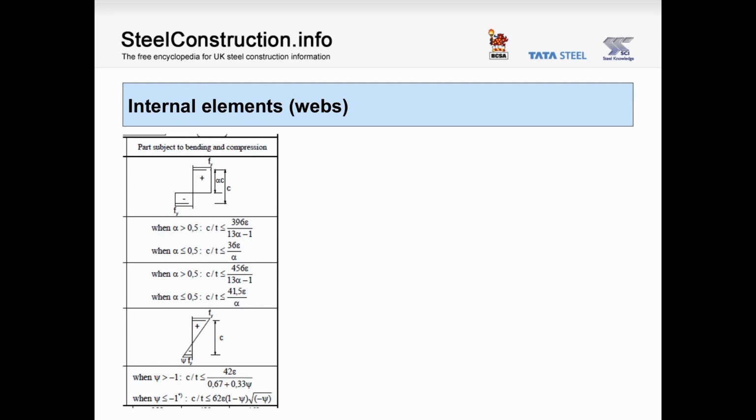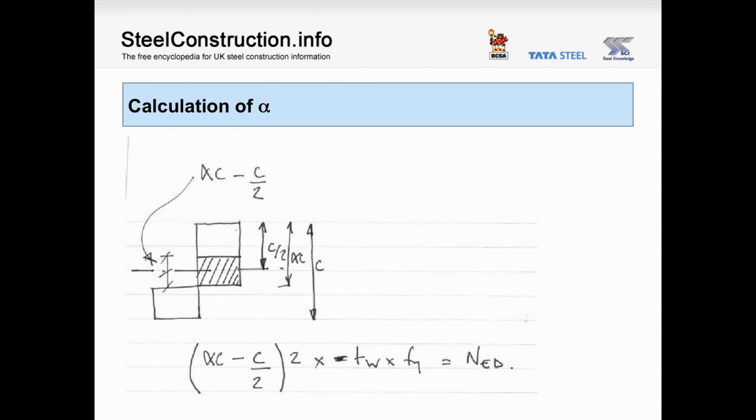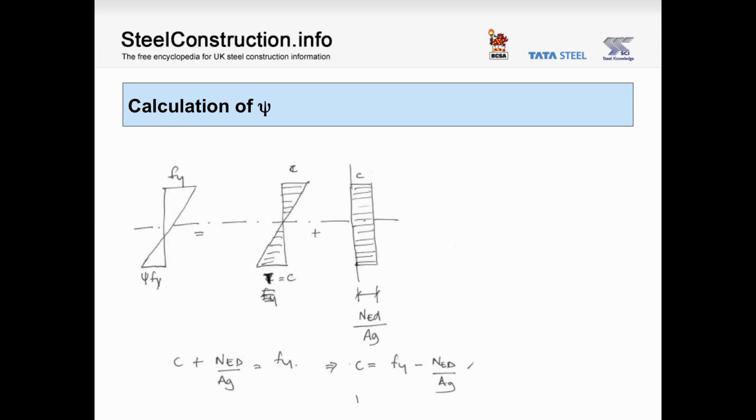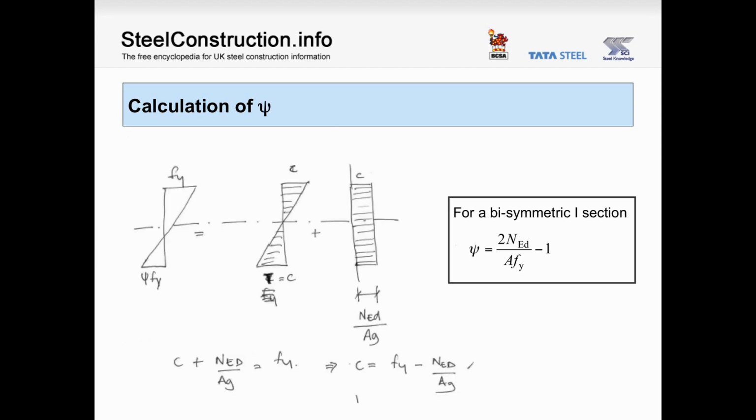When webs are subject both to bending and compression, then we need to calculate alpha if we are considering class 1 or class 2, or if we are considering class 3, psi. The Eurocode doesn't identify how we should calculate alpha or psi, but if we draw the relevant stress blocks, so here is a plastic stress distribution, and we rearrange the expression which governs that stress distribution, then out pops an expression for alpha. And we can do a very similar thing if we have an elastic stress distribution and determine an expression for psi.